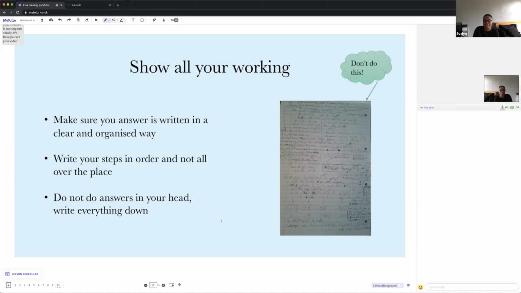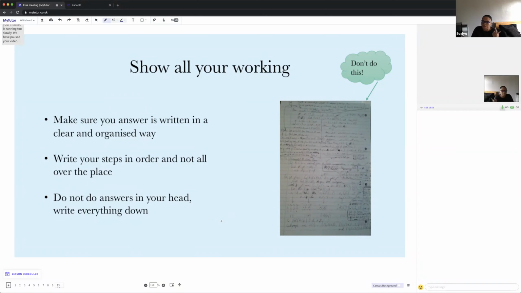So make sure that it's very clear and organized, because if an examiner can't read it, he or she is not going to mark it. And it's going to be really hard to give you marks, even if you deserve it, if it's unreadable. Write your steps in order and not all over the place. If you write your answer at the top corner and then you're working out in the middle and to the top left and the bottom right and whatnot, you can't follow it. So I don't know where you've gotten that. I don't know how this links to that. And again, it can make you lose easy marks, which you wouldn't have lost if you just wrote everything in order. And don't do answers in your head, write everything down.